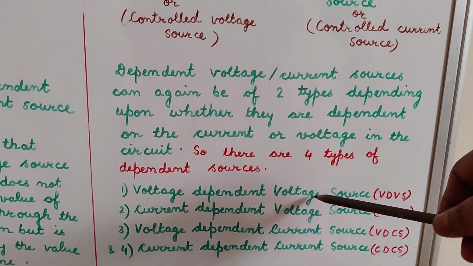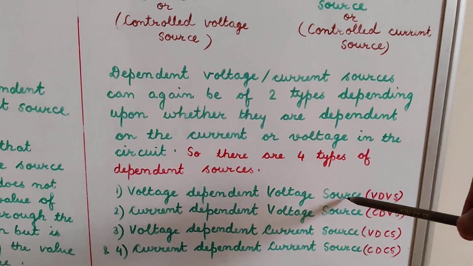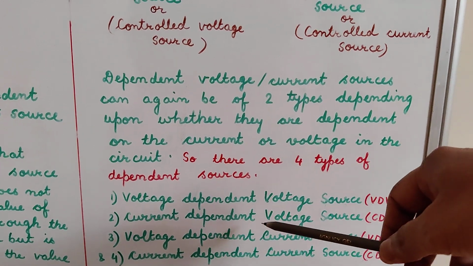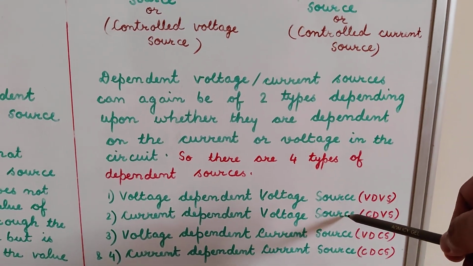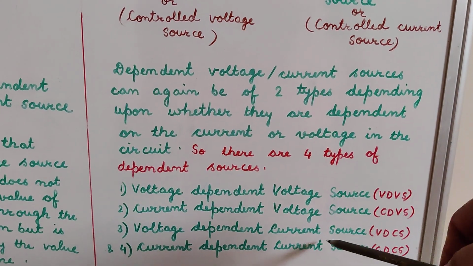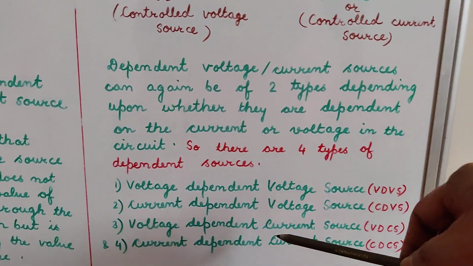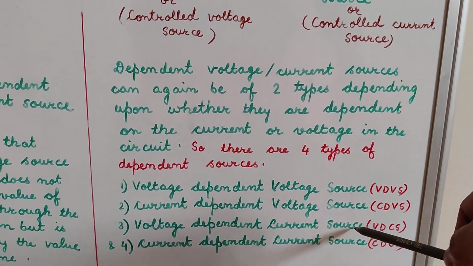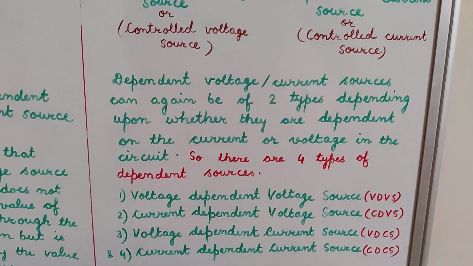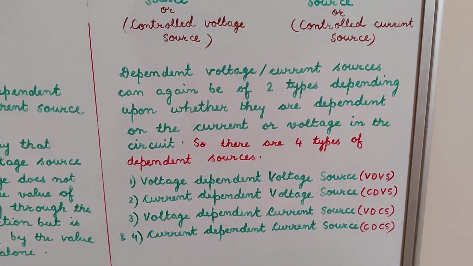There are 2 types of dependent voltage source. One is voltage dependent voltage source and the other one is the current dependent voltage source. Similarly, there are 2 types of dependent current source, that is voltage dependent current source and the current dependent current source.